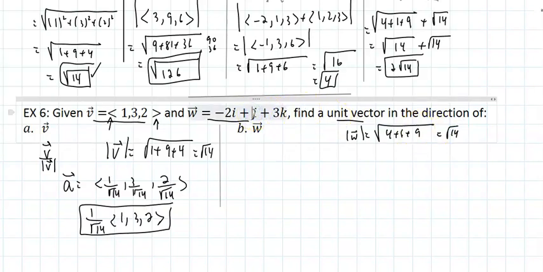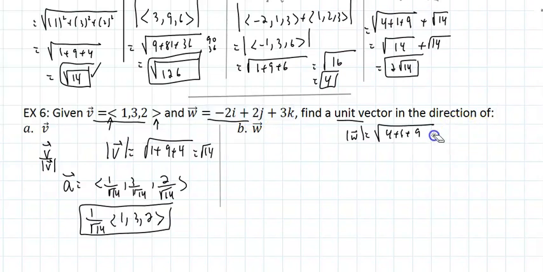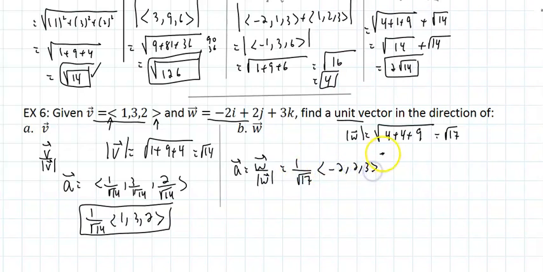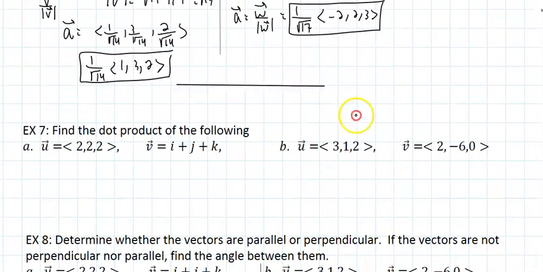Let me just make that a 2, just so that we're seeing something different. Otherwise, you might mix things up. So, negative 2 squared is a 4. 2 squared is a 4. Plus 9. That is radical 17. So I could say vector a, which is a unit vector, would be w divided by its magnitude. Any value divided by itself, other than 0, has a length of 1. And there it is. So pretty much repeating what we did in 2D for 3D.